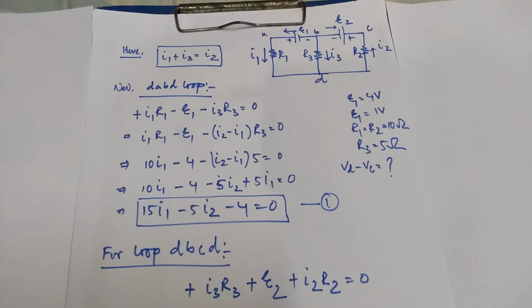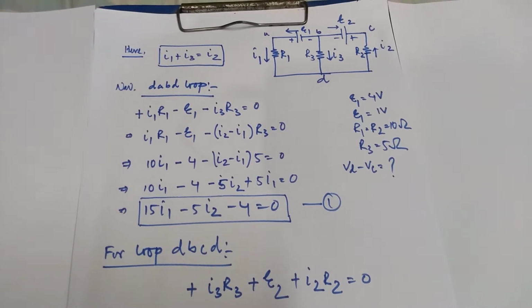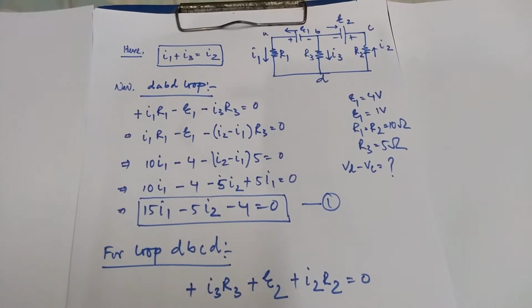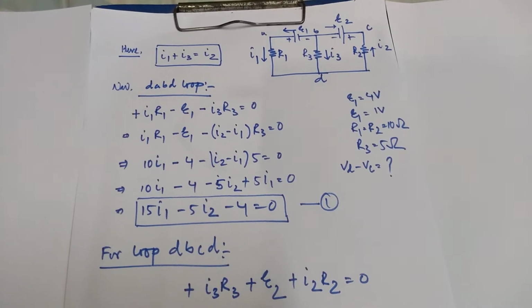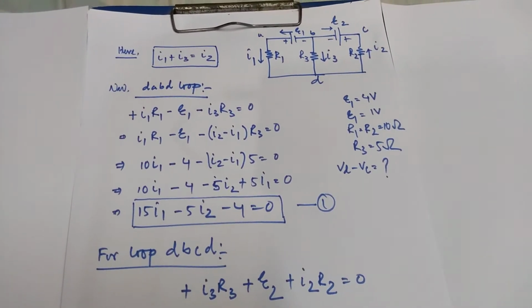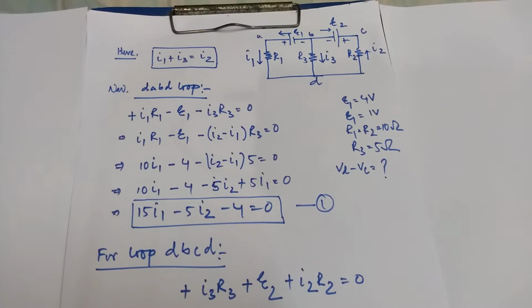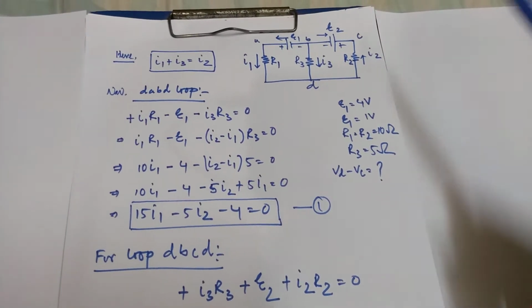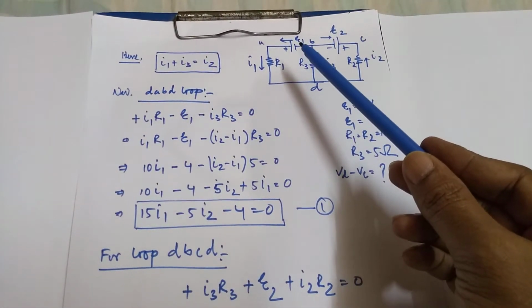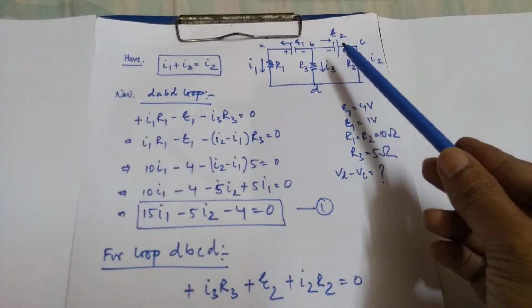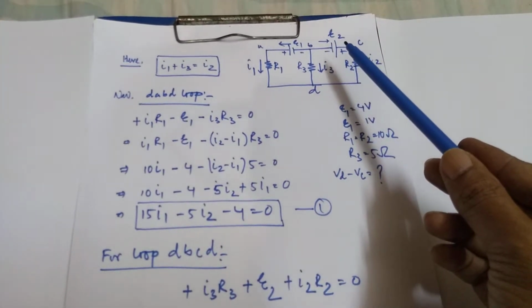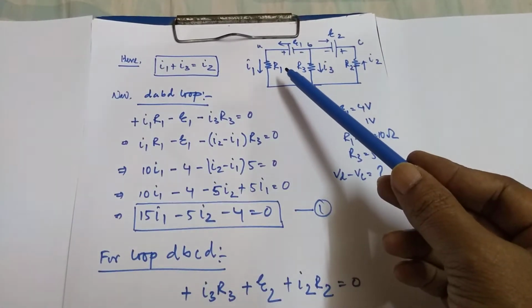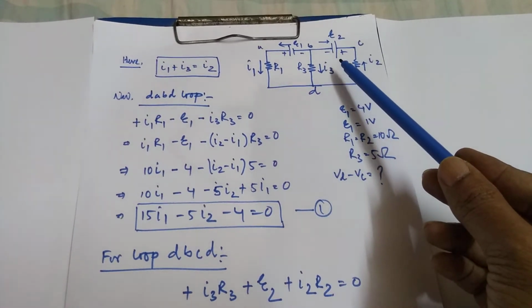This is problem number 18 from chapter 27. Someone asked me to solve this one. This is basically the two voltage source circuit contained over here. This is E1 and this is E2, and it has two loops. This is loop number 1 and this is loop number 2.